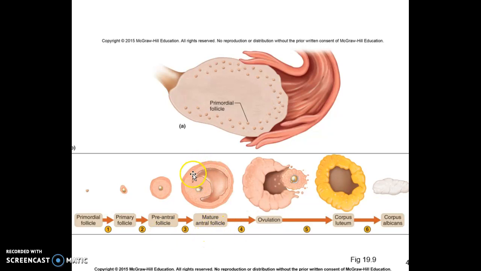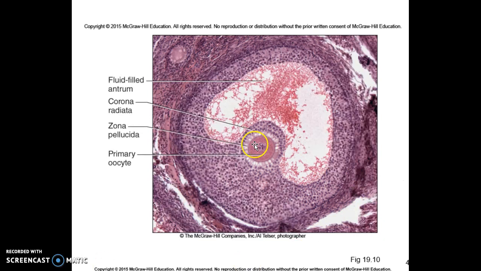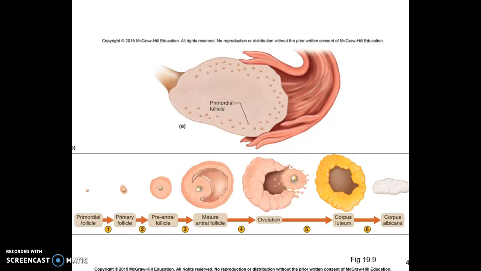And you should see here, it's pretty easy to tell. There's this nice big pocket of fluid. The egg is off to one side. That's what we were seeing in this picture, right? The oocyte is here. This is the antrum, which is fluid-filled. That's what it looks like just prior to ovulation.